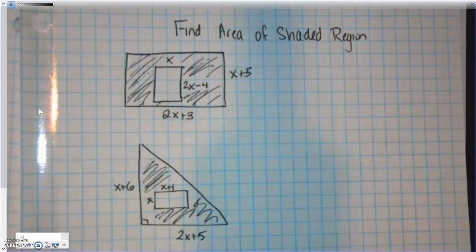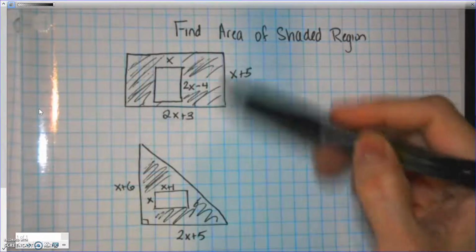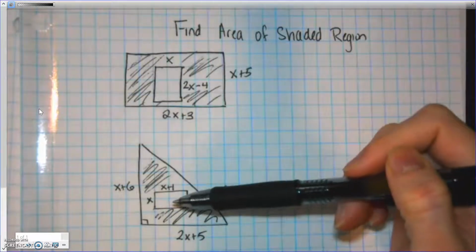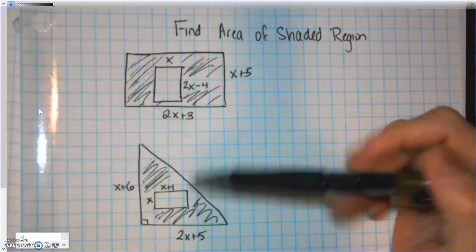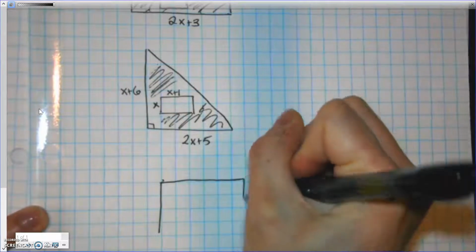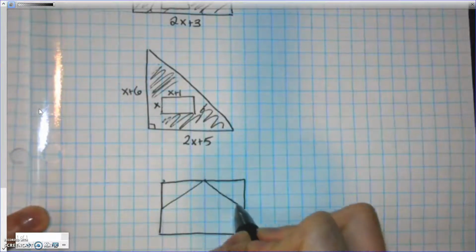In this homework help video, I'm going to show you how we might calculate the area of a shaded region when we're only working with polynomial expressions. So for both of these pictures, you see we have some outside figure, and then we have a shape on the inside that we're going to have to subtract from the area. On your homework assignment, you have a rectangle on the outside, and you're finding the area of the shape in the middle.